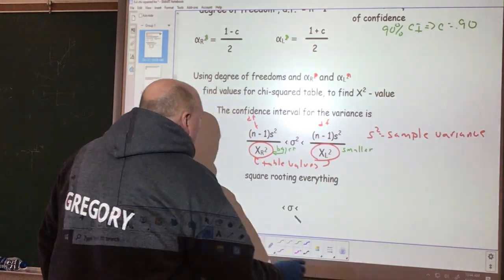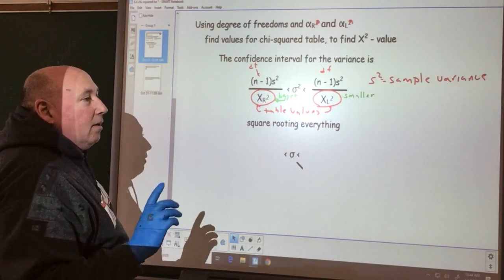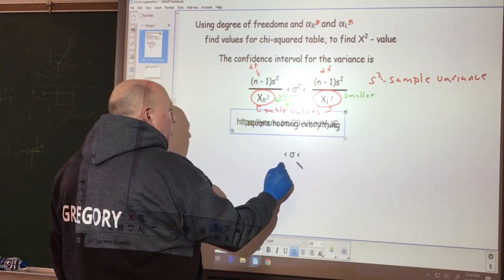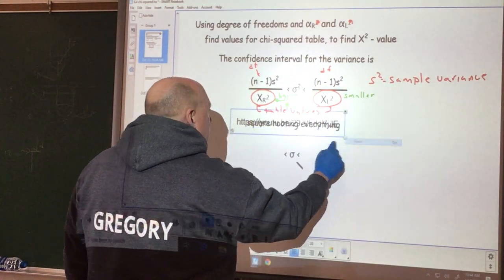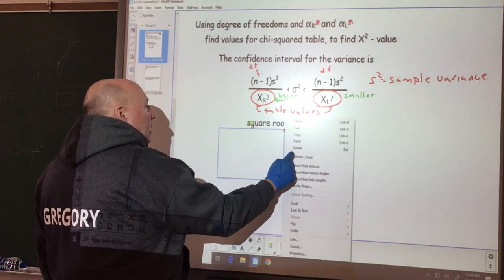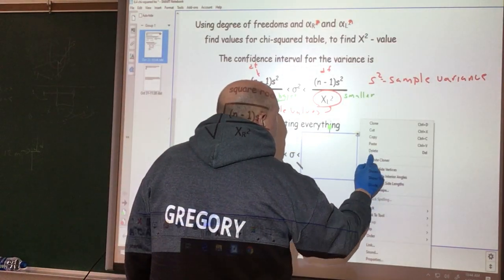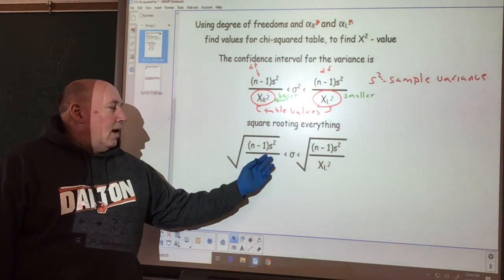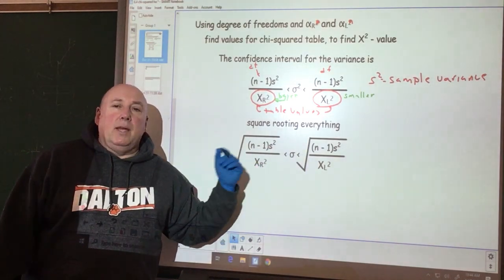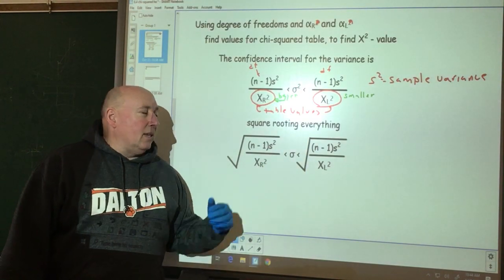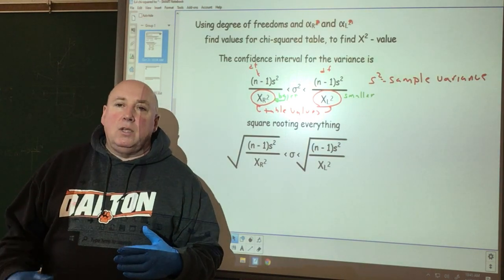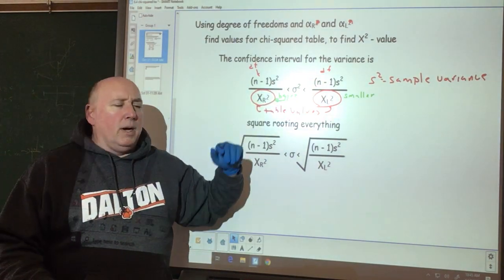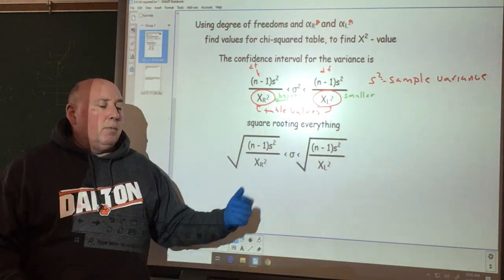Now, dealing with the population standard deviation, we square root everything, and we get a confidence interval for our population standard deviation. And typically the standard deviation is one that is more used throughout statistical analysis. We don't use the variance as much, so we will utilize this a little bit more.